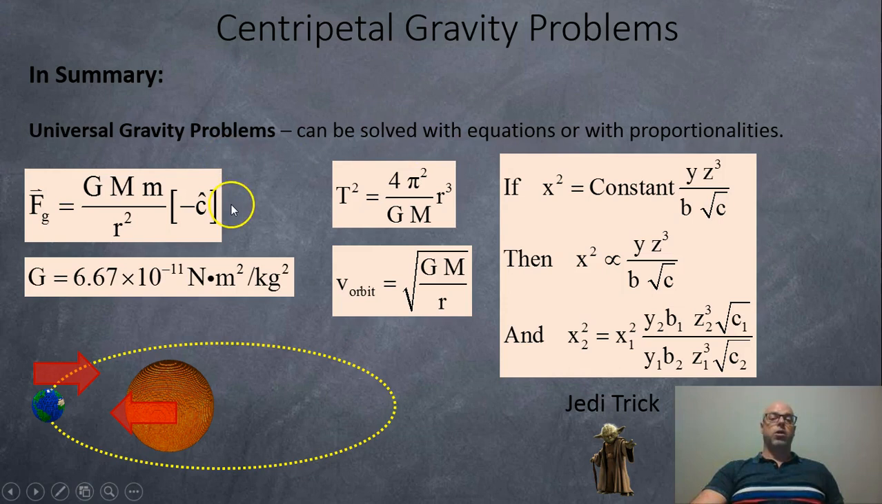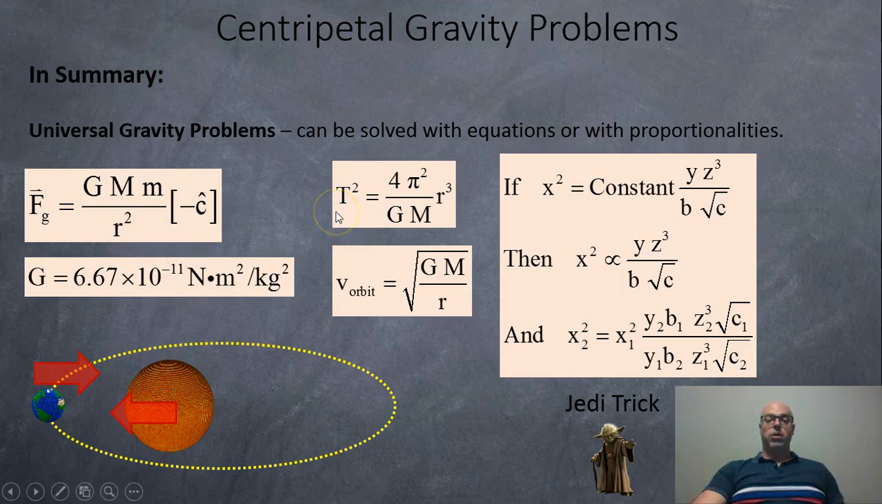And these are the equations we usually use for universal gravity. So here's the universal gravity formula. Big G, which is 6.67 times 10 to the negative 11 newton meters squared per kilogram squared. The mass of the big object, like the sun. Mass of the smaller object, like the Earth. And it's going to be towards the center of the star, okay, over the radius squared.